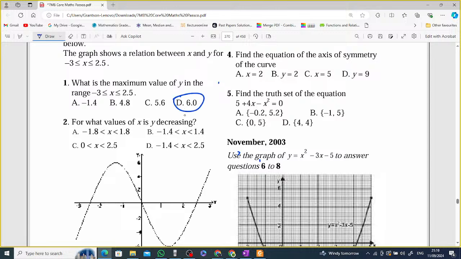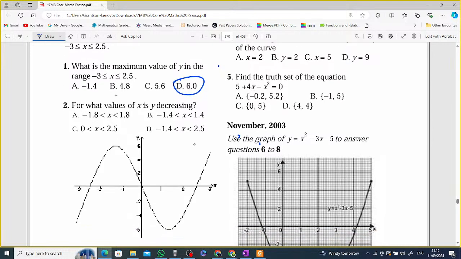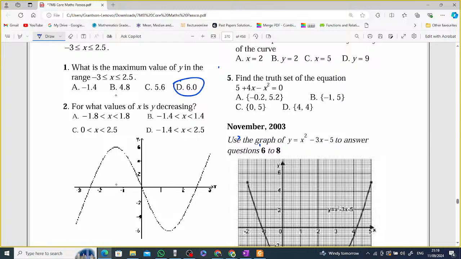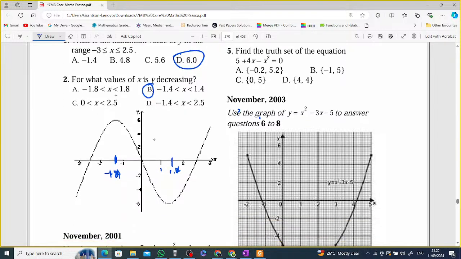So it's D. For what values of x is y decreasing? Decreasing means the curve is falling down. So the values of x for which y is decreasing start from the turning point, say -1.8, up to +1.4 rather. So negative to +1.4, I think it's B. 1.8 is too close to this.